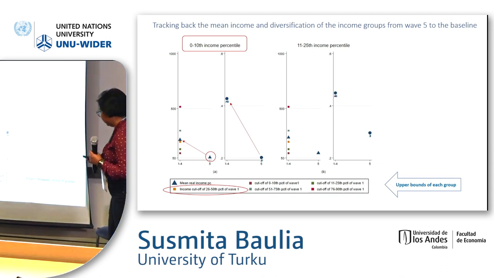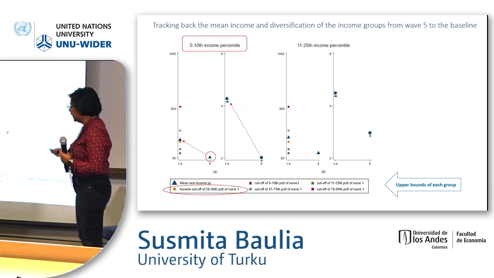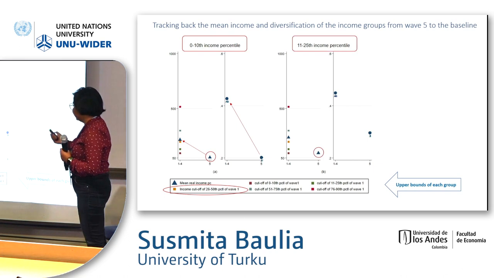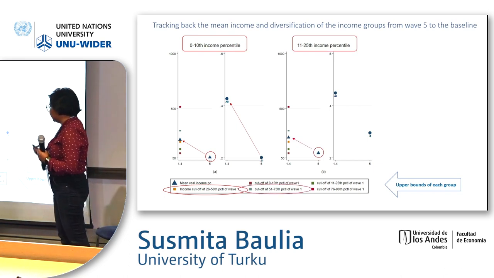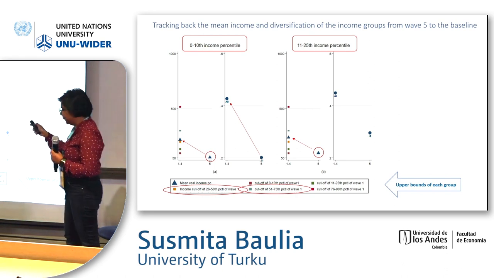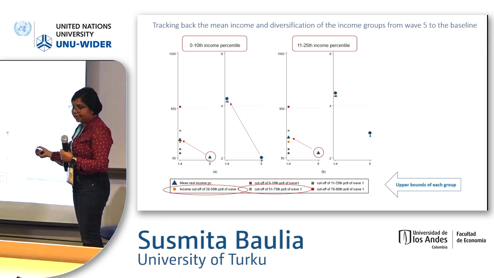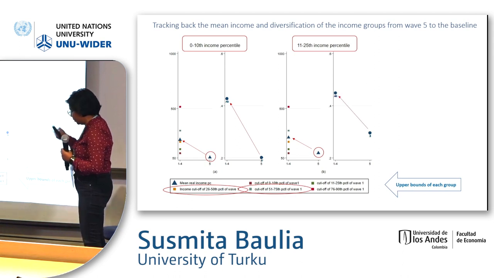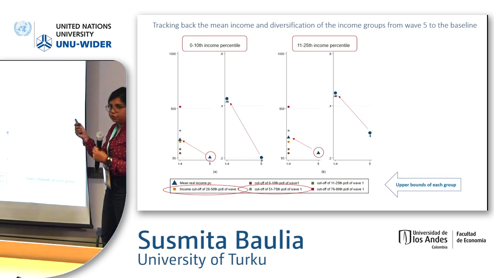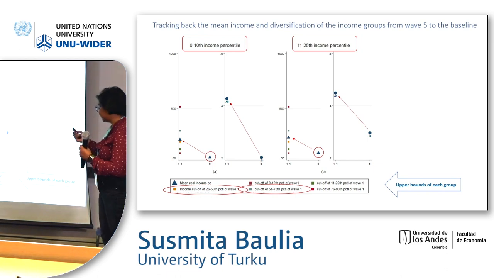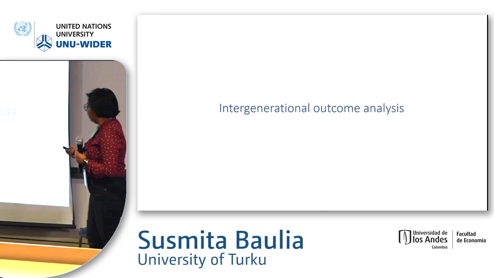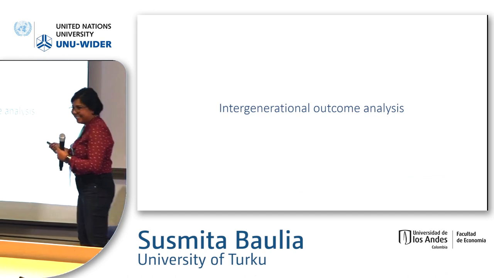This is a bit of speculation. We need to probe this further, but yeah, this could be understood this way. And similarly, we see this in the second income group as well. So they were also somewhere high up, but this small group of people somehow ended up in the bottom percentile of fifth wave, and their diversification is also quite off in the two waves. Okay, so half of my slides are still left.